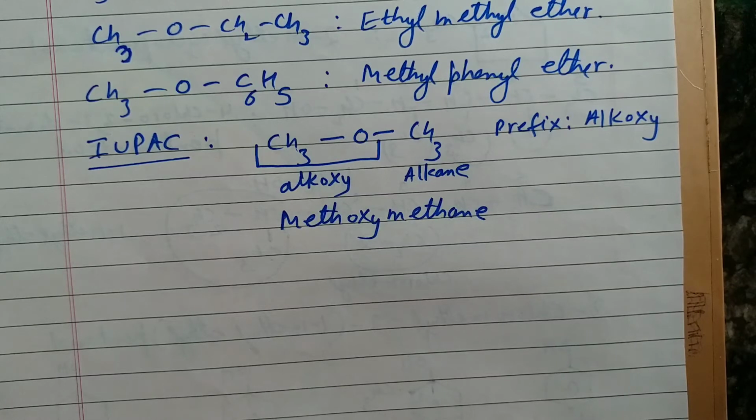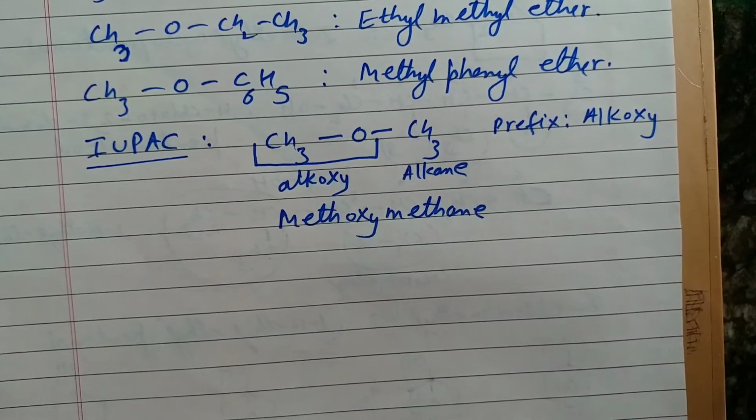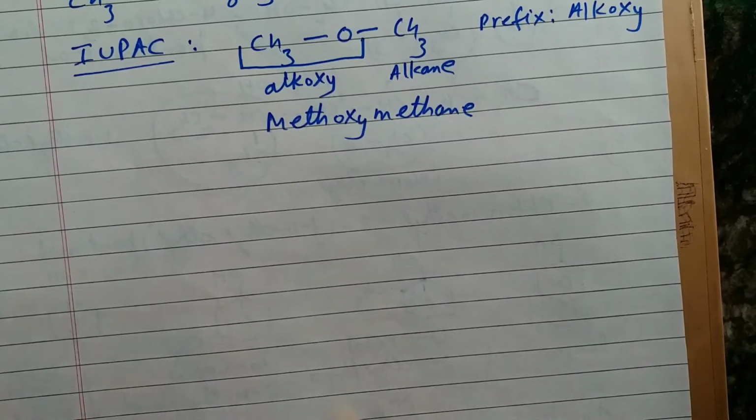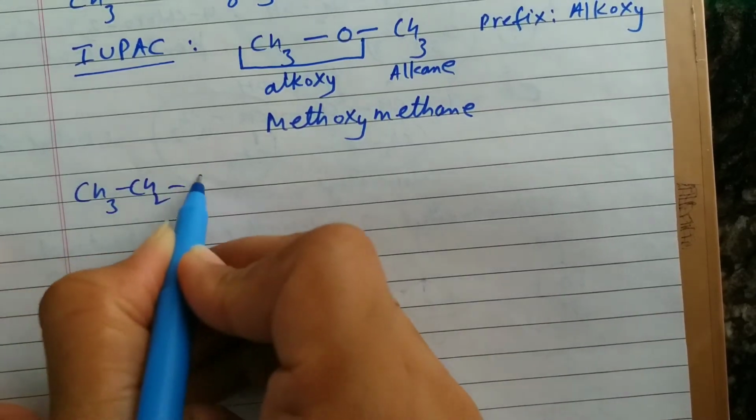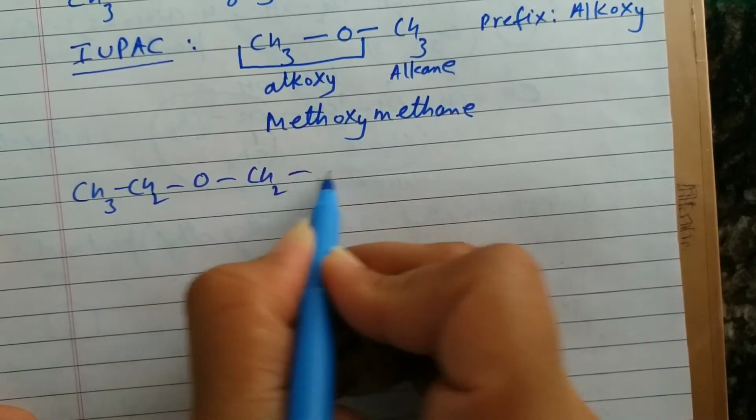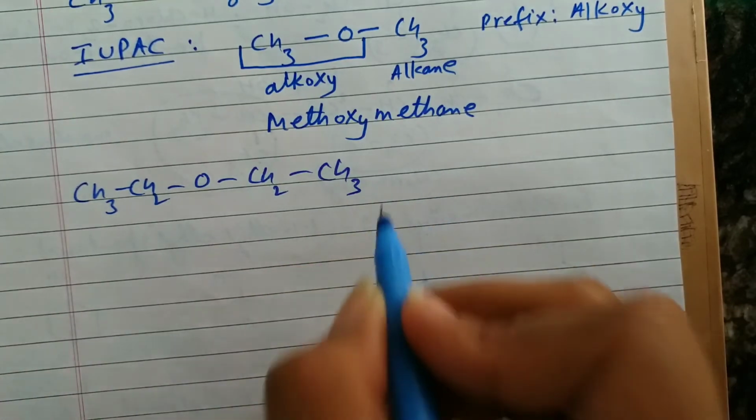One alkyl is to be taken with oxygen as alkoxy, and the other alkyl will be taken as the alkane, the parent alkane rather. Let's take another example. Suppose I take CH3CH2OCH2CH3. If you remember, we've written the common name.